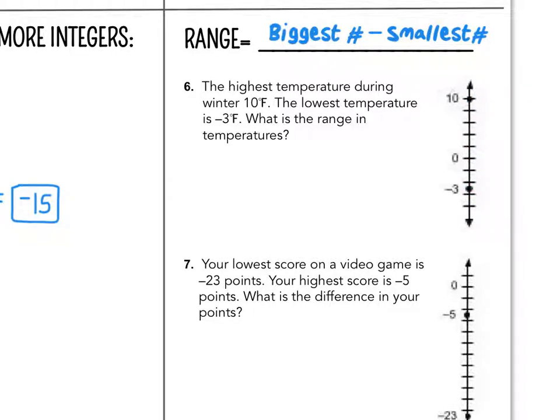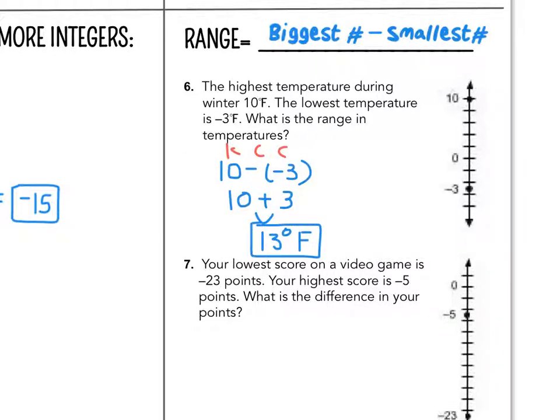So what we're going to do is set it up like this, biggest number minus the smallest number. So we have 10 minus negative 3. Okay, and now here's our subtraction problem. So we're going to write keep, change, change. So we keep the 10, change the subtraction to addition, and then change the negative 3 to a positive 3. And then now we can add 10 plus 3, it's going to be 13. So it's 13 degrees Fahrenheit is the range. Okay, there's a 13 degree difference between these two temperatures.